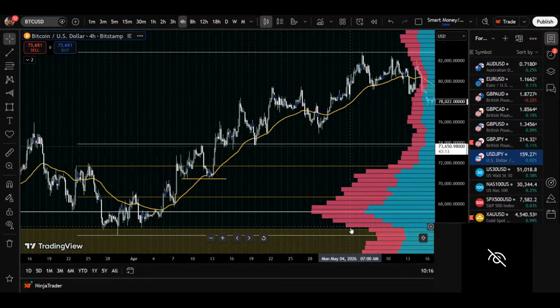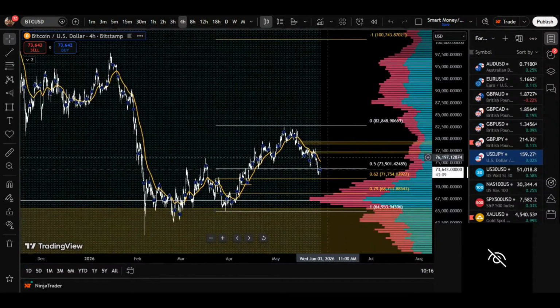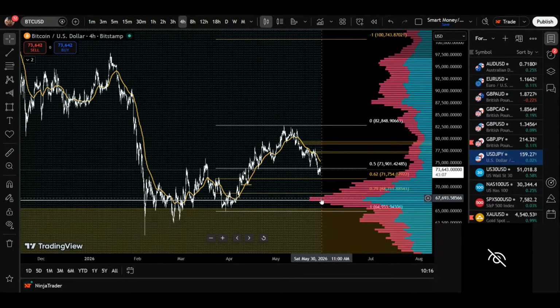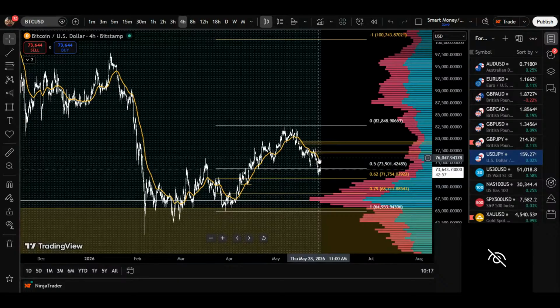Also, look at what we have right here. This is the point of control. Look at that point of control right there. And look, see how we're breaking structure right there? We're coming down, but I think we're just pulling back right now.